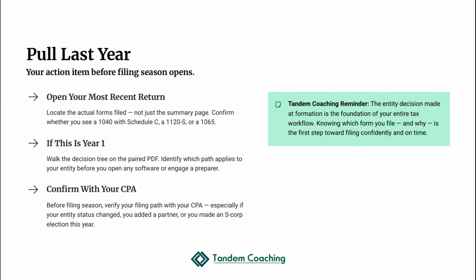The action before you move on is short. Pull your most recent return. Confirm what you actually filed. 1040 alone, 1040 with a K1 attached from an 1120S, or 1040 with a K1 from a 1065. Put the March 15 and April 15 deadlines on your calendar for the current year. If you're S-corp or partnership, add a second reminder 30 days earlier for the CPA document handoff. The deadline that gets missed is the deadline that lives in your head and not in your calendar.